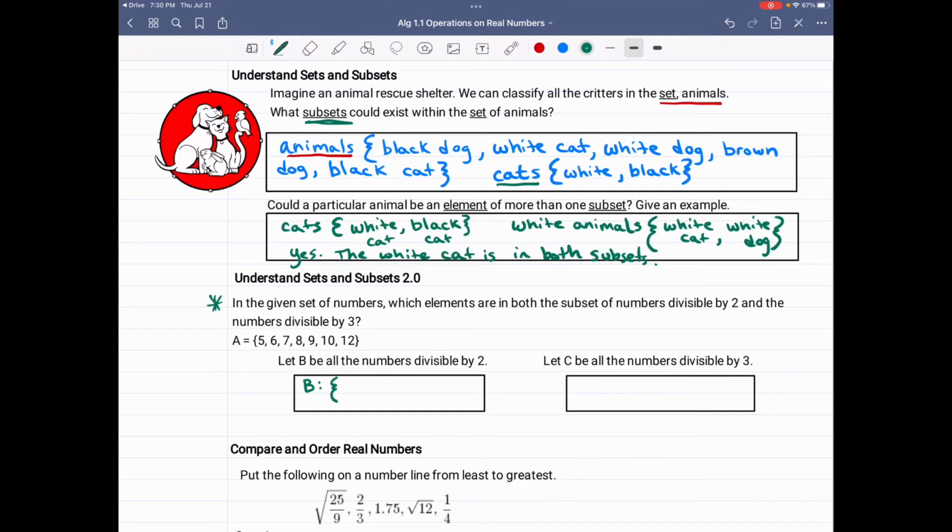Let B be all the numbers divisible by 2. So we'll list all of these numbers that are divisible by 2. 6, 8, 10, and 12. Let C be all the numbers divisible by 3. So divisible by 3, that would be 6, 9, 12.